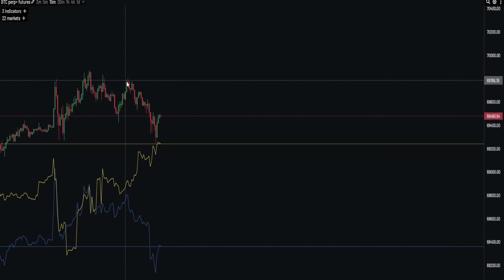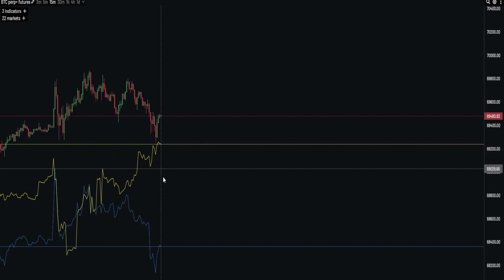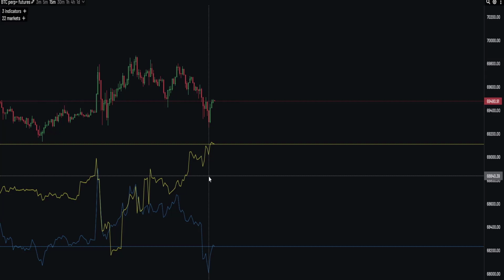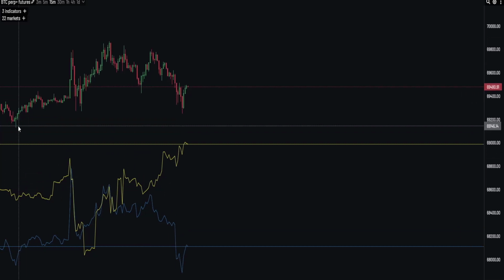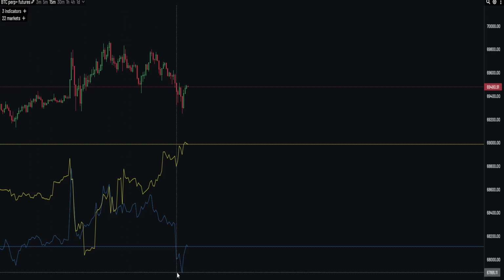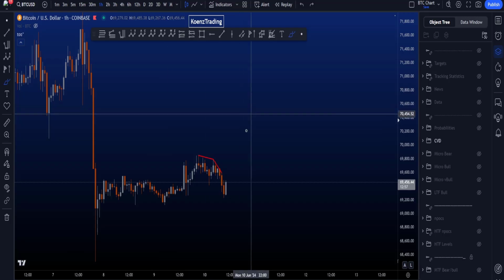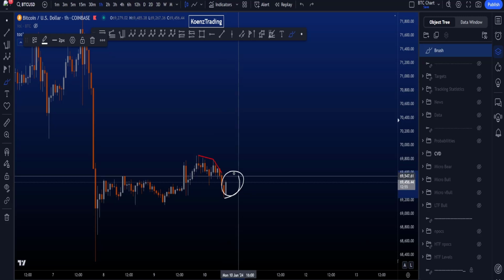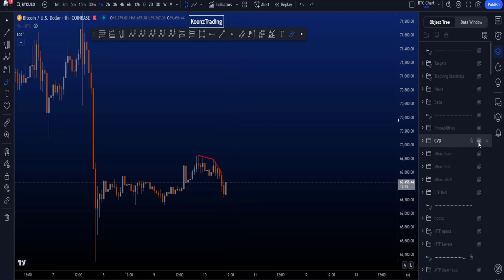Because as you can see, we still move down and yellow is still moving up, continuing to create bearish CVD divergences, while on blue we have a bullish one. So on blue we have a higher low in price, but here we have a lower low on the CVD. That's a bullish CVD, but just for some extra confidence, I would like to see some very low time frame bullish CVDs coming in as well.